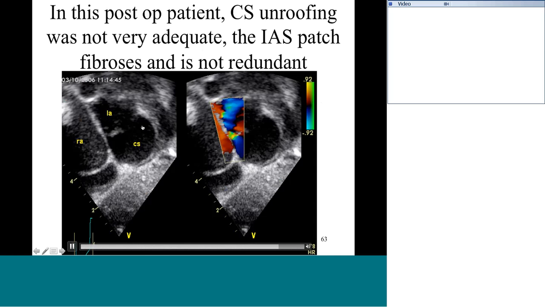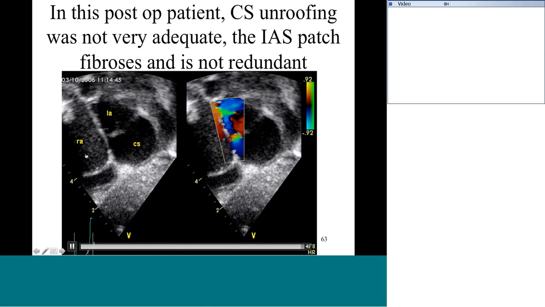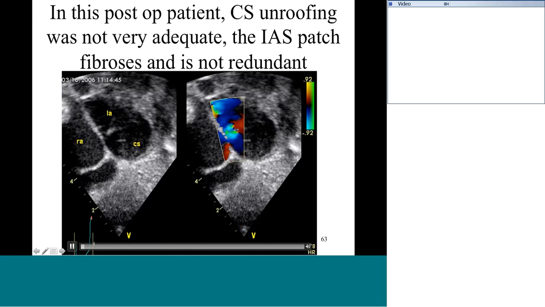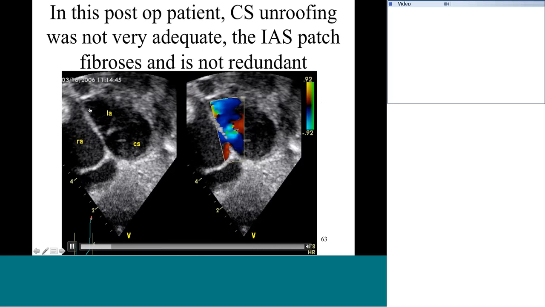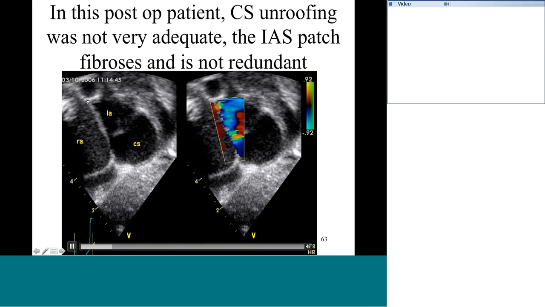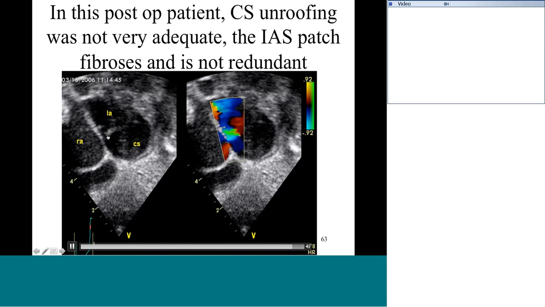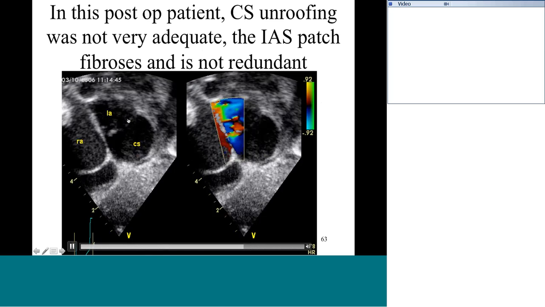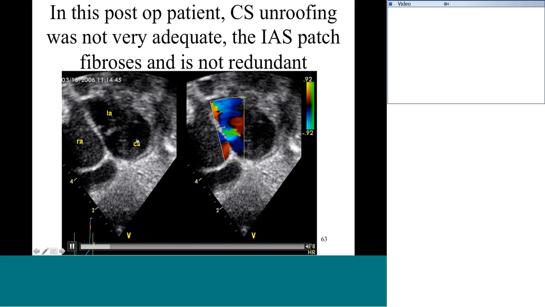I'll show an example. This is the coronary sinus TAPVC. Originally, the coronary sinus was draining into this right atrium. And there was a fossa ovalis ASD here, which was communicating from the right atrium into the left atrium. The surgeon did the patch closure of the entire fossa ovalis ASD and the ostium of the coronary sinus. However, he did not unroof the coronary sinus deeply.